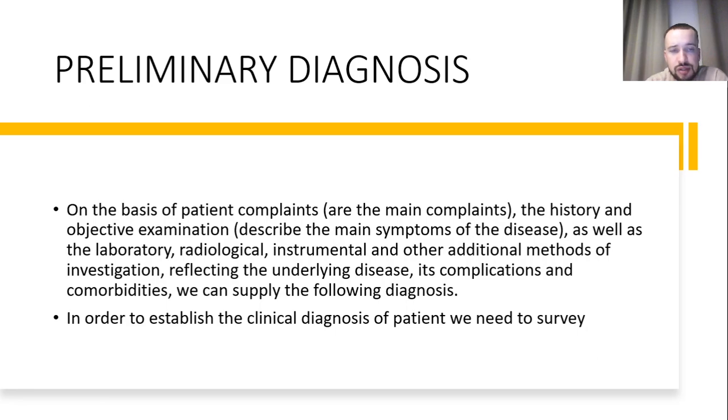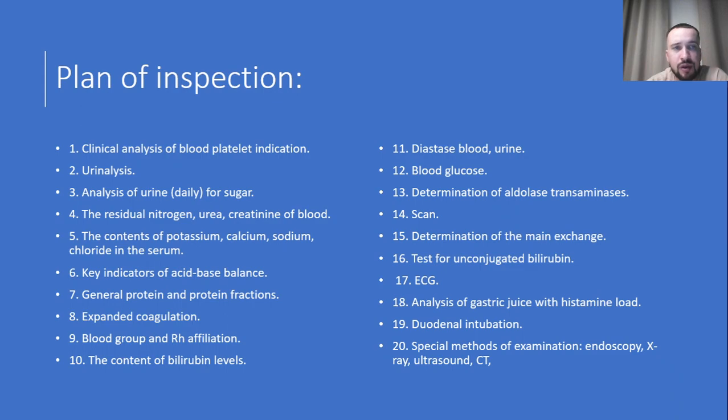In order to establish the clinical diagnosis of patients, we need a survey. Plan of inspection. What you need when we talk about the investigation, or inspection. Clinical analysis of blood, platelet indication, urinary disease, analysis of urine, the residual nitrogen, urea, creatinine of blood, the contents of potassium, calcium, sodium, chloride in the serum.